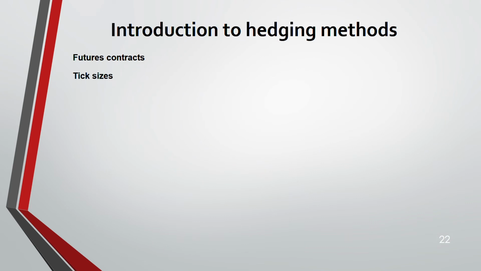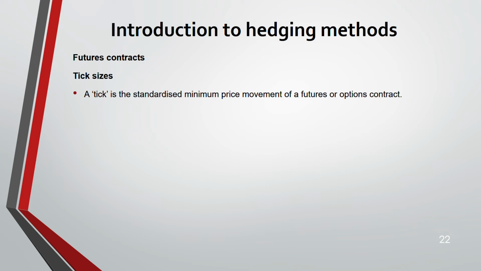Now we have what is known as tick size. What is the meaning of tick size? You will come across this term in futures often. A tick is the standardized minimum price movement of a future or an option. That means when your price moves, you say it moved by 10 tick sizes or 20 tick sizes. This is how you read future prices. That is measured by ticks. Through this tick only you calculate profit or loss in the future.